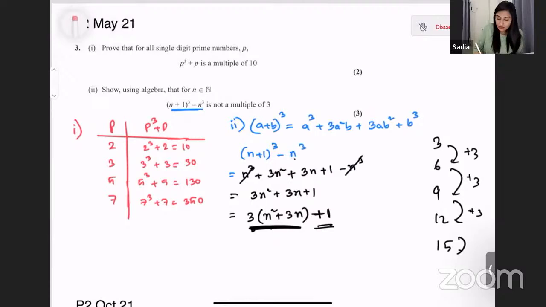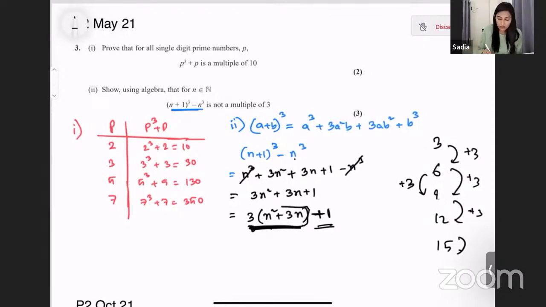As in, this is 6. So if I add plus 1 with this, we will get 7. That's not a multiple of 3. If I add 9 plus 1, it's 10. That's not a multiple of 3. For a value to be a multiple of 3, we need to add plus 3 with that, right?